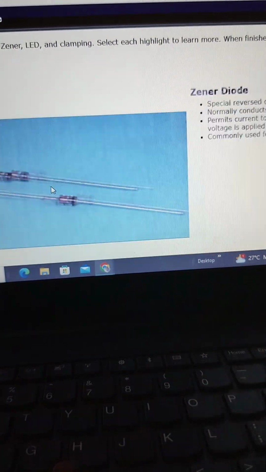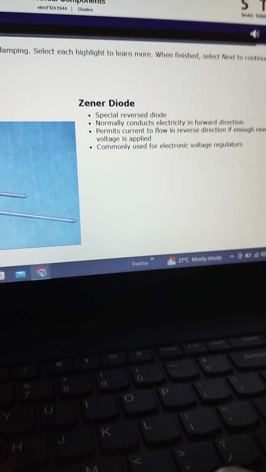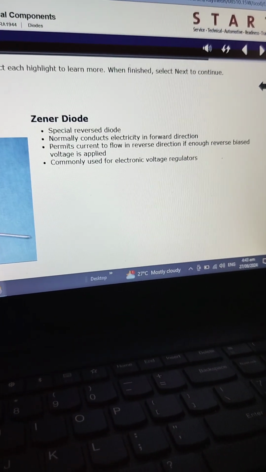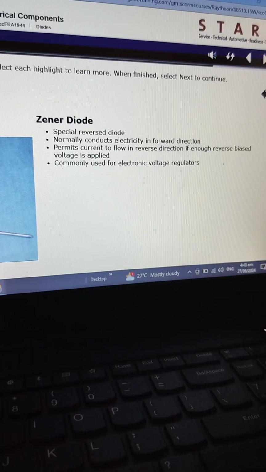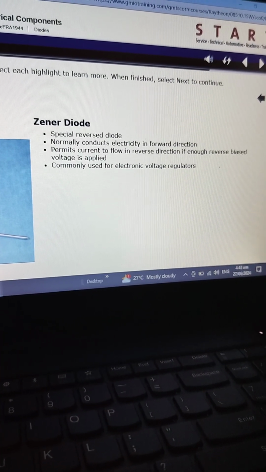A Zener diode is a special reverse biased diode. It normally conducts electricity in a forward direction, but permits flow in the reverse direction if enough reverse biased voltage is applied. Zener diodes are commonly used for electronic voltage regulators.